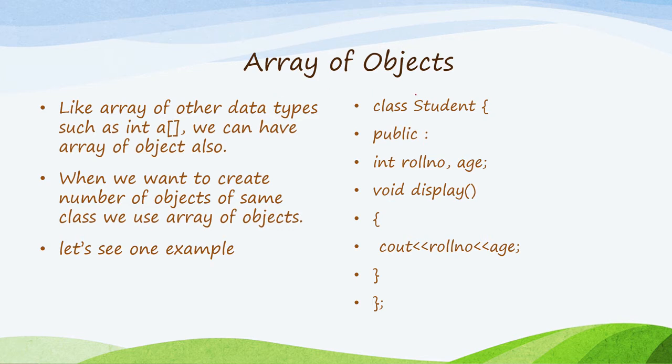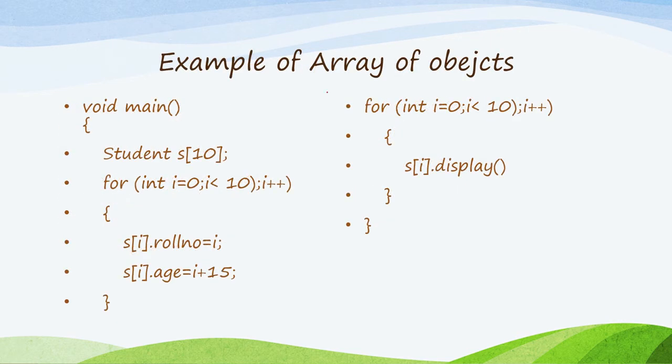We use an array of objects when we want to create a number of objects of the same class. For example, here we have a class student. Now we want to create 100 objects for the student class. So we will not create objects from s1, s2, s3 and all the way to s10. What we'll do is create an array of objects. In this example we have created an array of 10 objects of type student class. So this line creates an array of 10 objects of the student class.